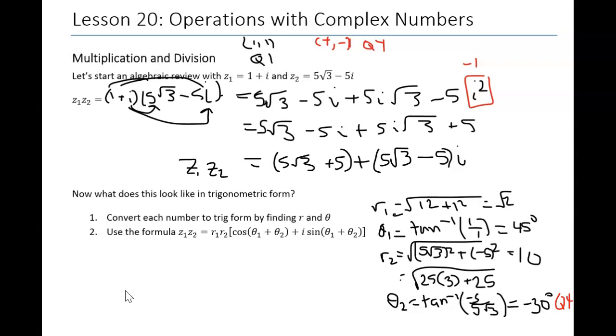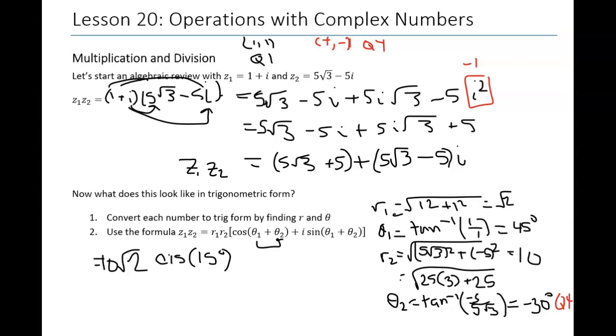And then step 2, we have this beautiful formula for multiplying complex numbers, where you just multiply the r values. So we're talking about 10 rad 2. And I'm going to use shorthand notation, so I'm going to use cis. And then you add your thetas, which in this case are 45 and negative 30. So our final answer is 10 rad 2 cis 15. And that's how you multiply in trig form.